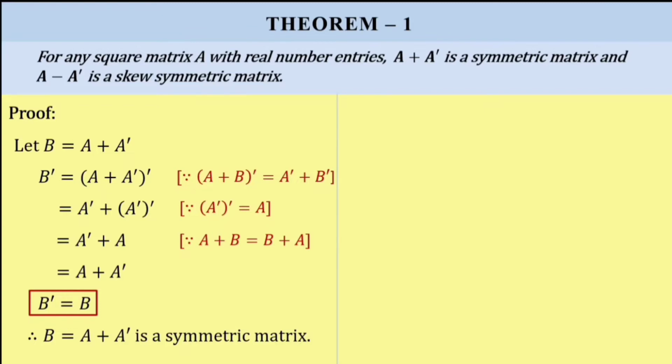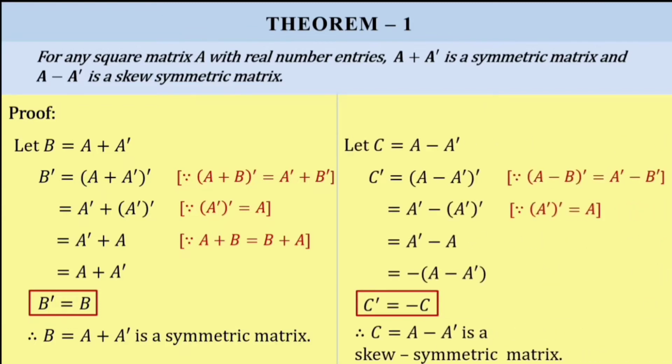In a similar pattern, we can prove the second half of the theorem, that is, to prove A minus A dash is a skew symmetric matrix. In order to prove that, we take A minus A dash as C and continue using all the properties that we had in the transpose of matrices, and at the end we prove C dash is equal to minus C, and hence conclude that C, which is equal to A minus A dash, is a skew symmetric matrix.